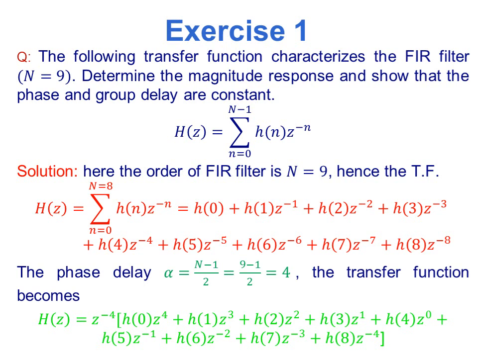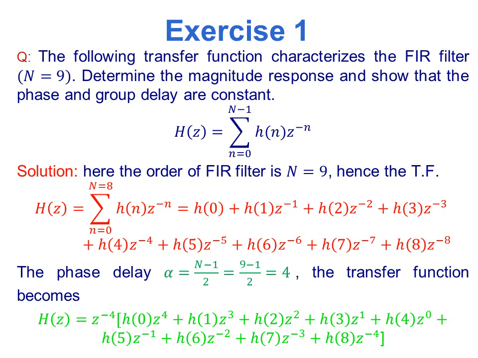And for this ninth order filter, we have the phase delay, called the center point of your impulse response with respect to time, and you can call it alpha, and it is equal to 4. And if this is the center point, the transfer function can be expressed in terms of this center point, that is, H(z) is equal to z raised to minus 4. So one can take z raised to minus 4 common from this equation. So H(z) is equal to z raised to minus 4 inside the square bracket h(0) z raised to plus 4, so plus 4 minus 4, it will be h(0).